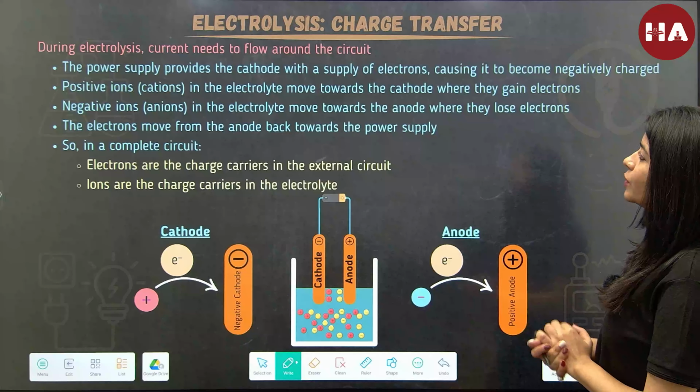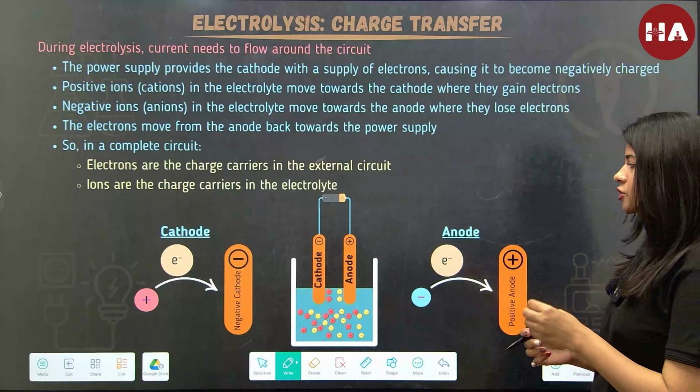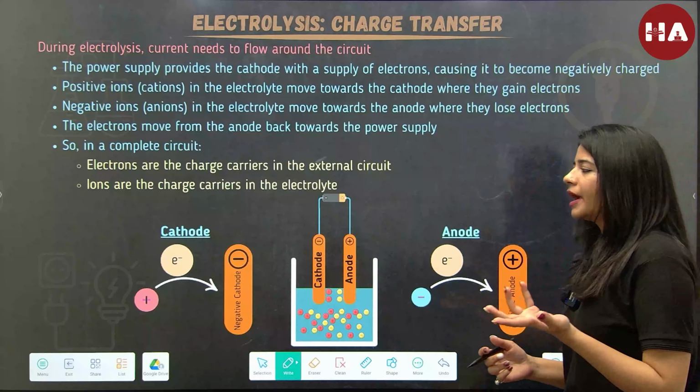Next, let's move on to electrolysis, charge transfer. I think in the second or third slide I explained how the electrons or ions move in the circuit or in this electrolytic setup, but let me explain this part again, so that you can also note down the important points if you wish to. So what happens?